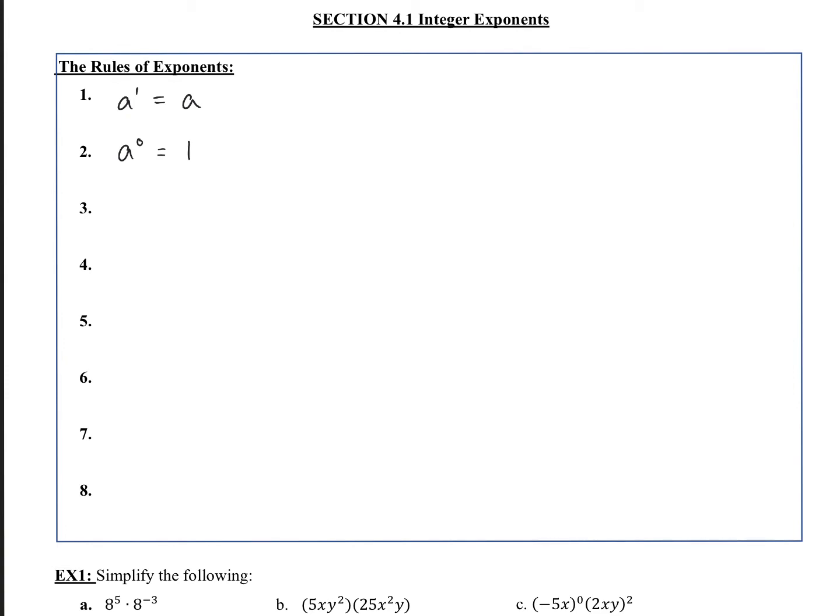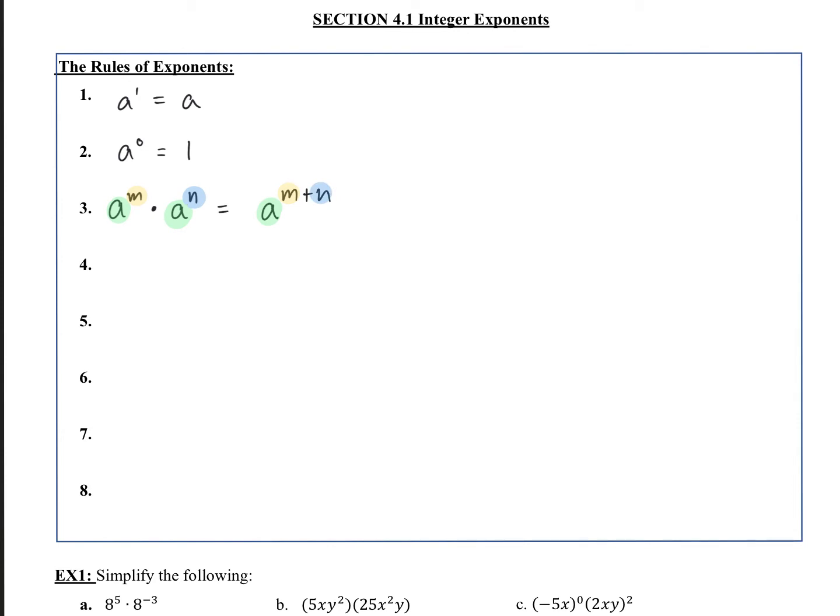Next we have a little more interesting. If we have a base a to the m power, some random power, times a to the nth power, what we'll do is we'll keep the base and then we're going to add up the exponents. Okay, so we keep the base. This only works if the base is the same number. And then we add the exponents together.